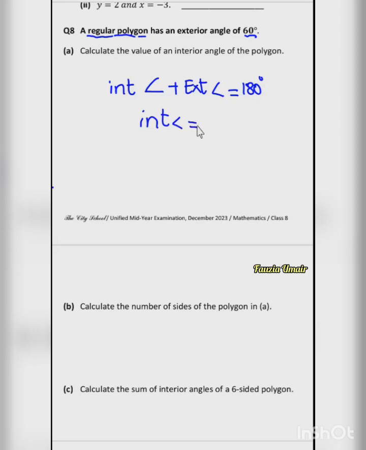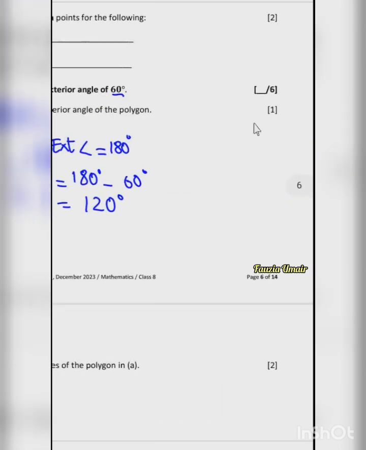But this question is basically a 2 marks question, so I need to write some solution also. I need to write down that I'm using this property that interior plus exterior is equal to 180. 180 minus 60, so the angle is 120 degrees. This was a 2 marks question if I'm not wrong. Let's quickly confirm. Oh, it's just a 1 mark question, so you can skip the solution also.